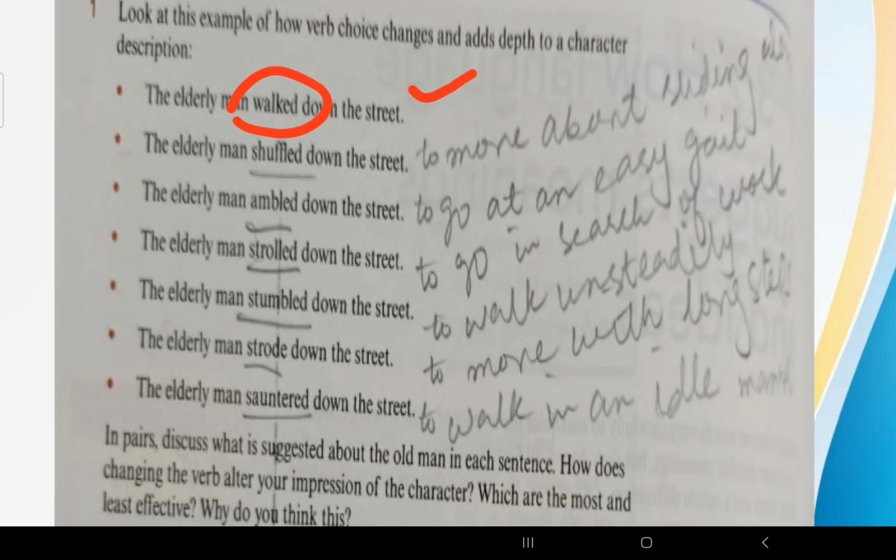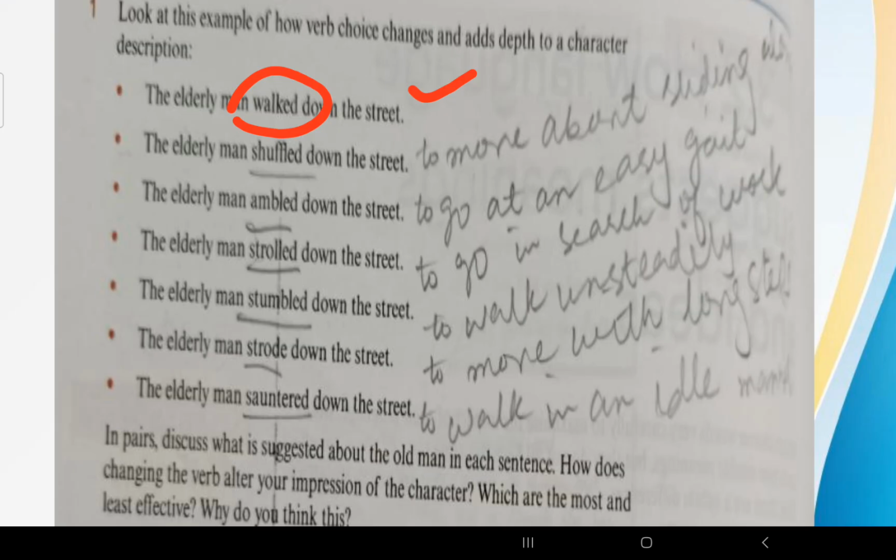The elderly man strolled down the street to go in search of work. So you can just check the meanings of all these words. They are all movements, they are all a kind of walk. Shuffle, amble, strolled, and do check the pronunciation of amble also. Strolled, stumbled, and then stumble, I think you know this word. The elderly man stumbled down the street.